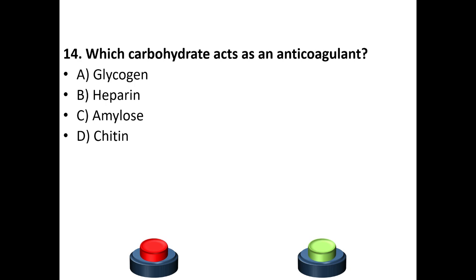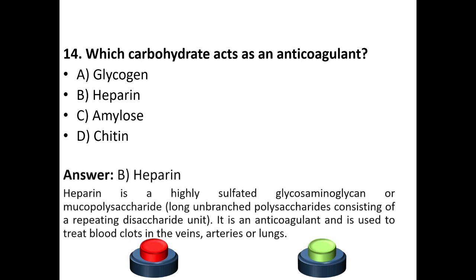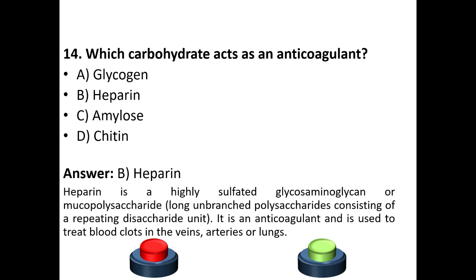14th question. Which carbohydrate acts as an anticoagulant? Glycogen, heparin, amylose, chitin. Here answer is B, heparin. Heparin is a highly sulfated glycosaminoglycan or mucopolysaccharide, long unbranched polysaccharides consisting of a repeating disaccharide unit. It is an anticoagulant and is used to treat blood clots in the veins, arteries and lungs.